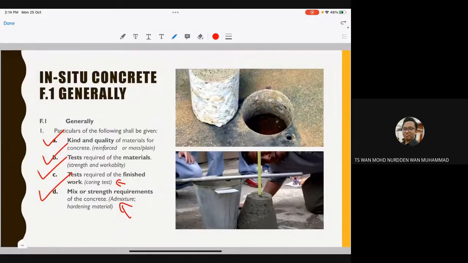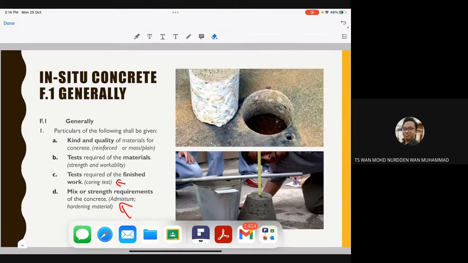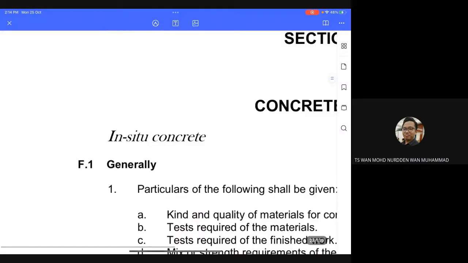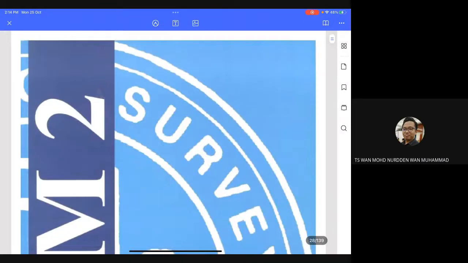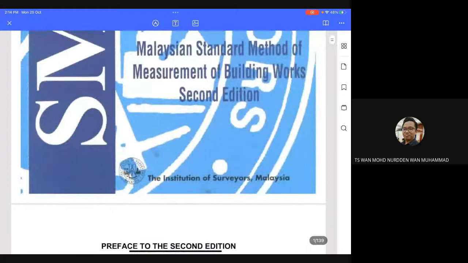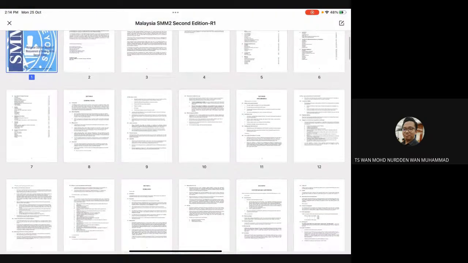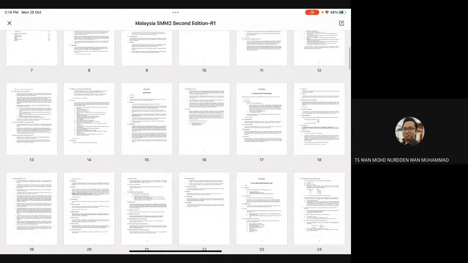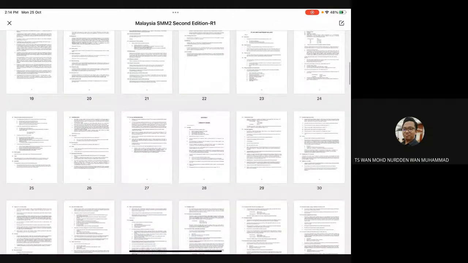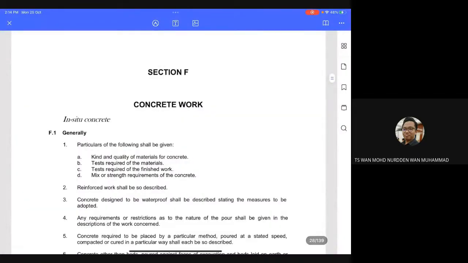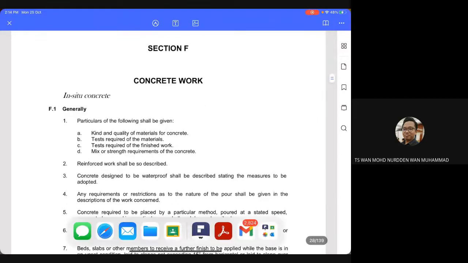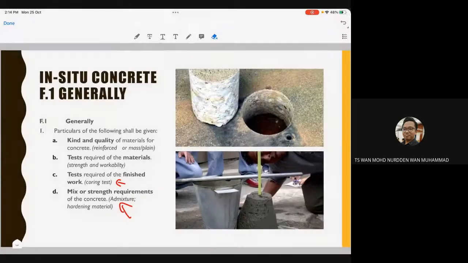So, the first, we look at F.1, or SMM F.1, which is generally discussing the in situ concrete. Generally F.1 is the same as the slide here. Particulars of the following shall be given whenever we discuss concrete.